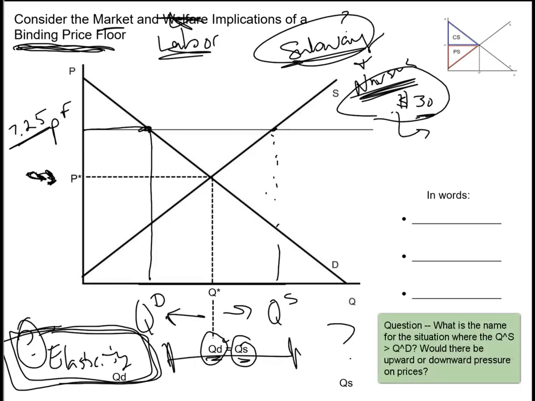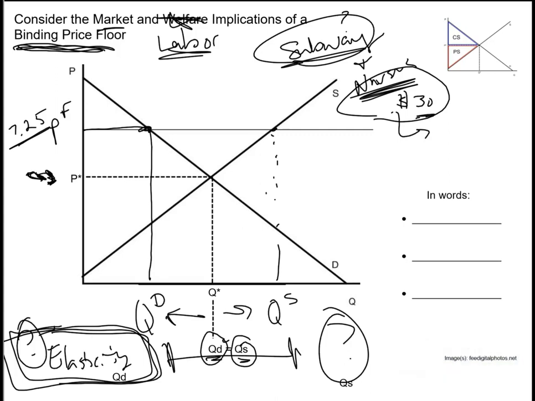Question again, what do we call this kind of situation when the quantity supplied is greater than the quantity demanded? And then we can add to it, what kind of pressure would there be on prices? Normally, we'd expect to see downward pressure to get us back to market equilibrium. But again, the market is trying to push these prices down, but the government is doing something that's keeping prices from getting any lower, right? So that's the basic story of price controls.